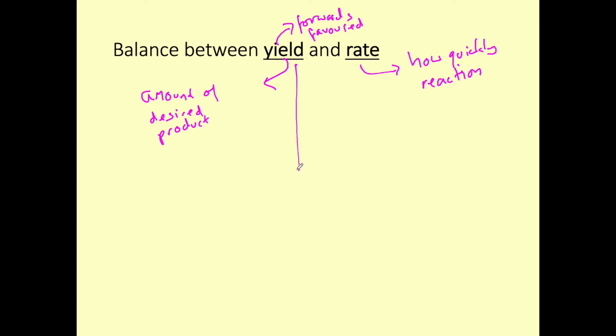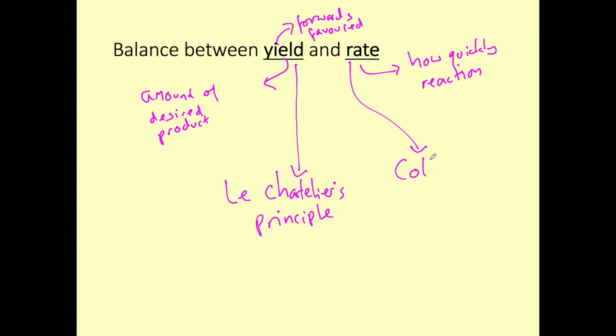so they're getting a sufficient amount in a sufficient amount of time. So whenever we talk about yield, we're looking at Le Chatelier's principle and considering the equilibrium aspects. Whereas when we are considering rate, we are considering collision theory. And those are important to distinguish because whilst something might be favourable to improve our rate of reaction, it may not be favourable to improve our yield because it may not favour that forwards reaction.